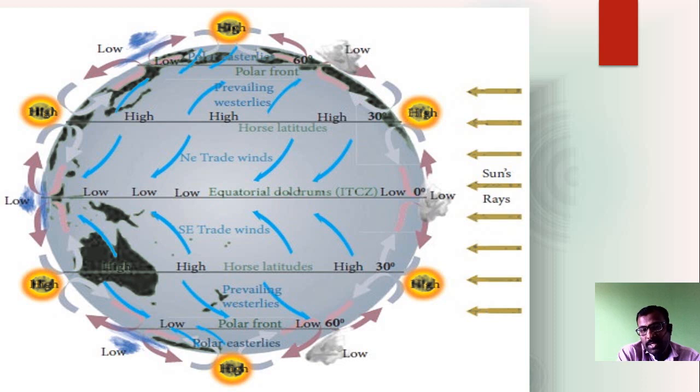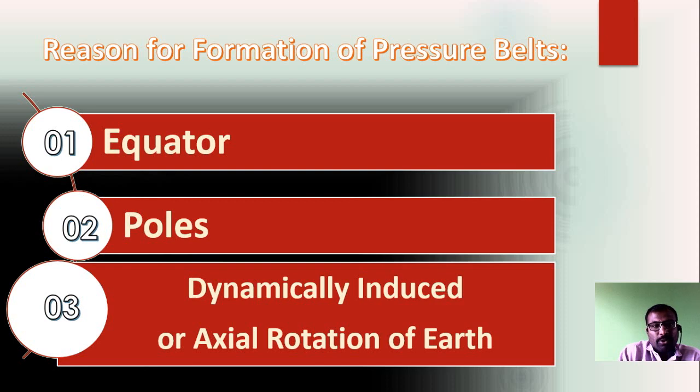In this diagram, we see the pressure belts. Where is the low pressure belt formed? Where is the high pressure belt formed? Where again is the high pressure belt or low pressure belt? There are certain causes for the formation of this type of belts: high pressure, low pressure, high pressure, low pressure belts. As the name suggests, the equatorial doldrums is also called the equatorial low pressure belt. Next, the subpolar low pressure belt. These are the polar belts.